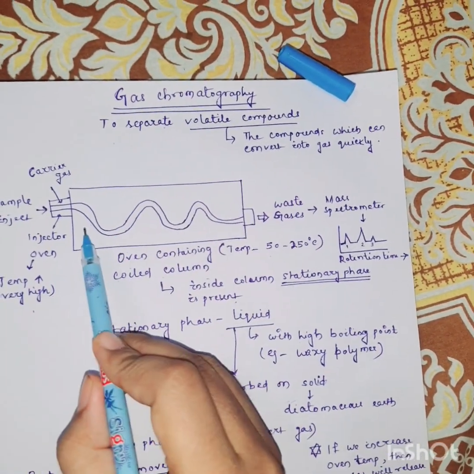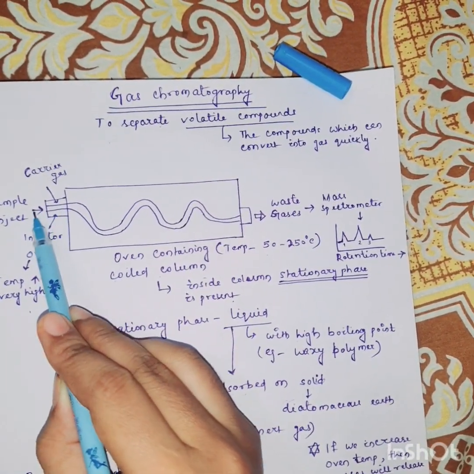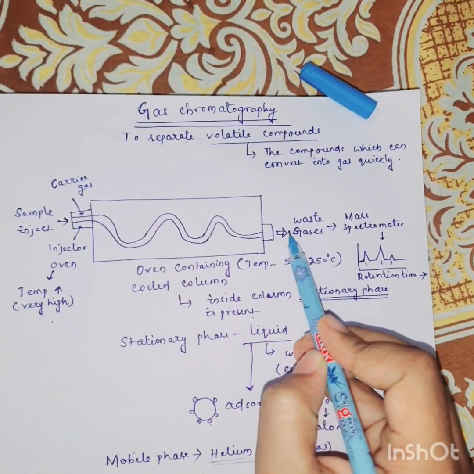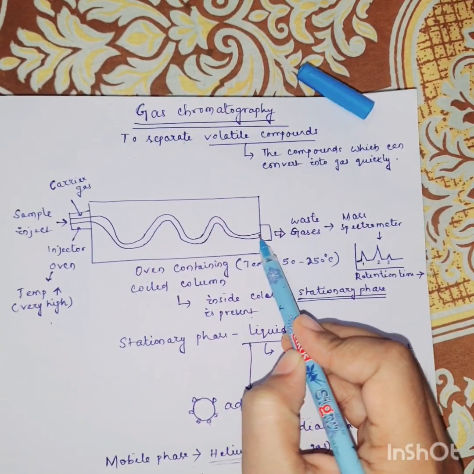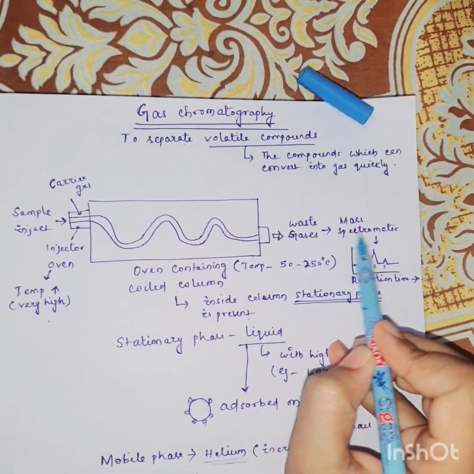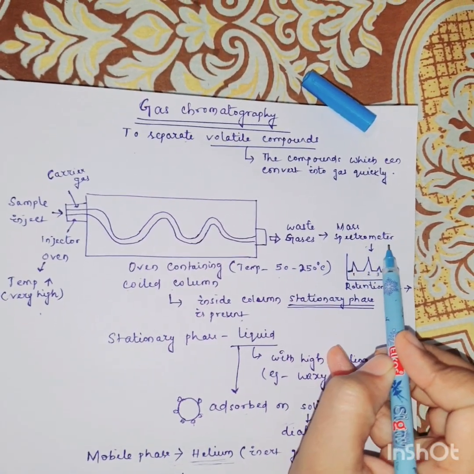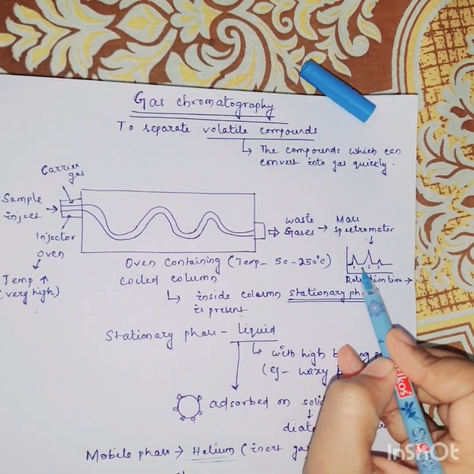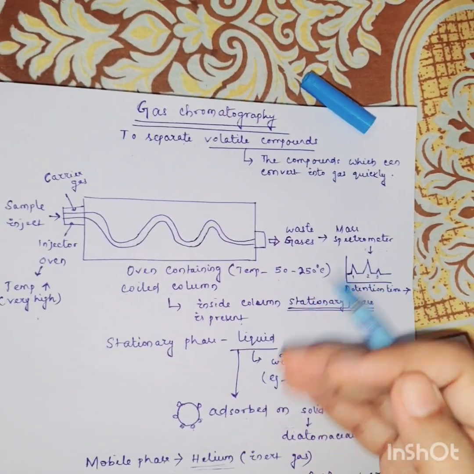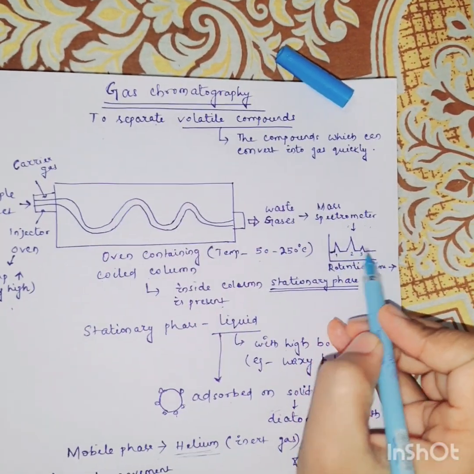Then the sample will enter through this and move, and finally waste gases are released through this chamber or canal, and finally we can analyze it through a mass spectrometer. These graphs, we obtain these graphs. From this graph we can predict different gases.